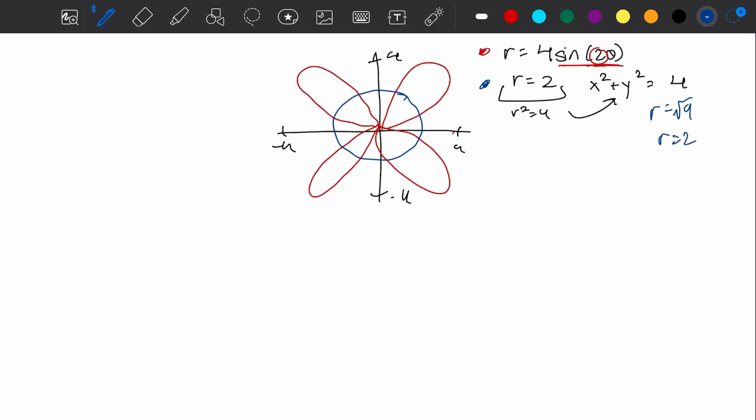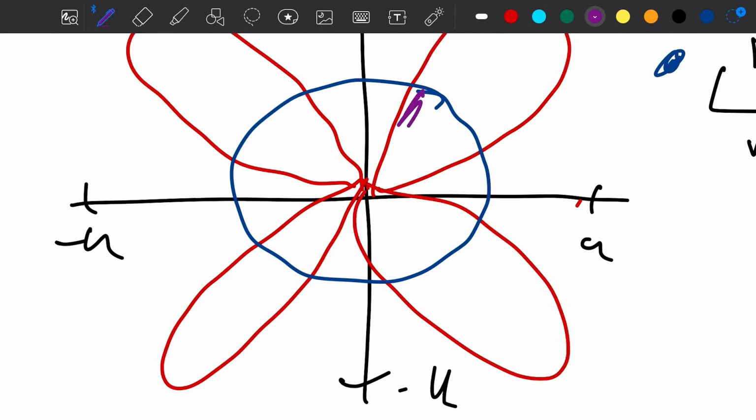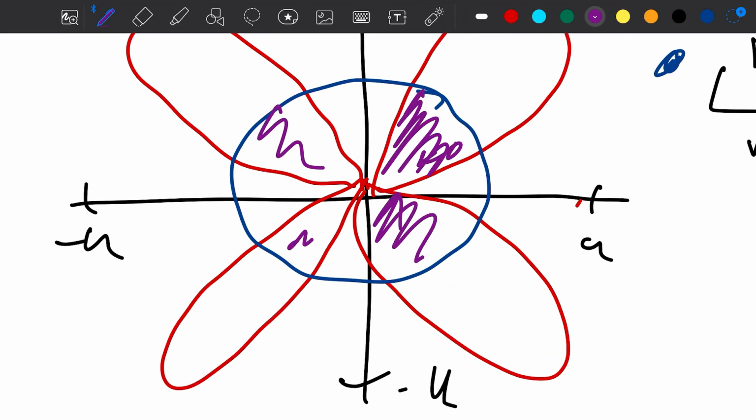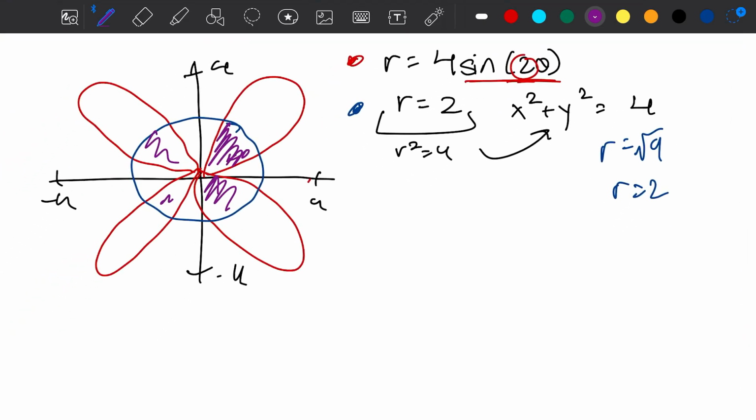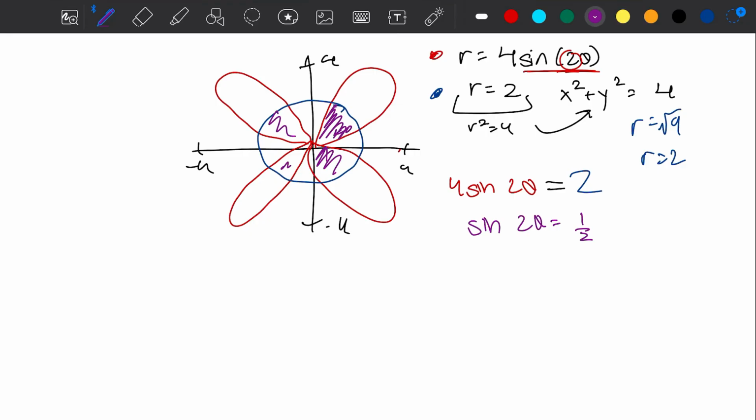So before we start, I'm going to set them equal to each other, because what we're going to solve in this problem is the regions where they are equal to each other. So set them equal to each other. You're going to say 4 sine 2 theta equals 2. So that's going to mean sine 2 theta equals 1/2, where sine is equal to 1/2 at your pi over 6s. So you're going to say that 2 theta should be pi over 6 and 5 pi over 6, which means that theta is going to be pi over 12 and 5 pi over 12.